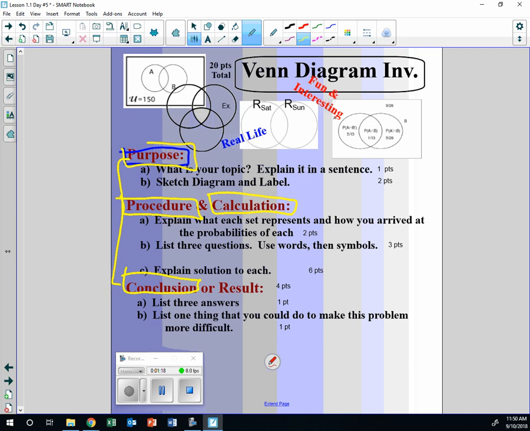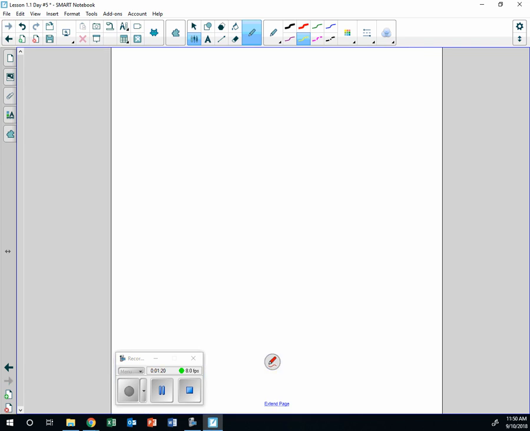All right, so with this one, all that you're going to do is go to a blank spot right now, and at the top just put Venn diagram investigation. And we'll start kind of easy. This is an easy lab that's due next Monday. You'll always get a week to do these.